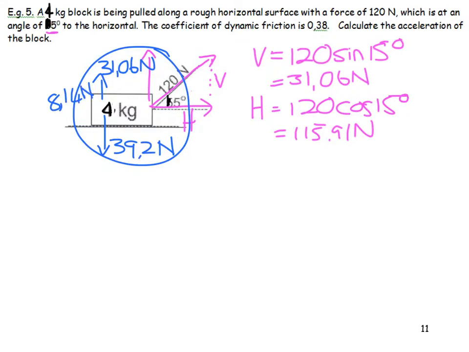We call that the normal. That is the force that is acting up against this 4 kilogram block, preventing it from going through the ground. So that is an upward force over there.